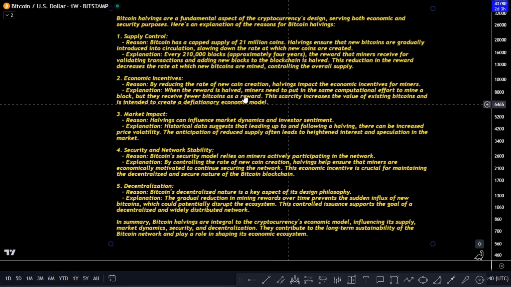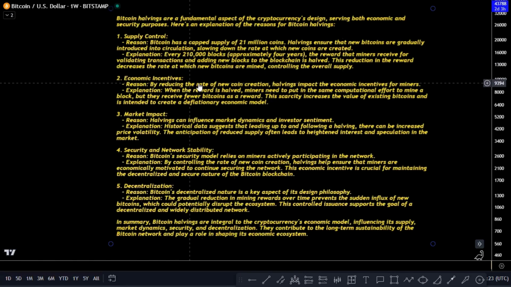Let's get into this. Bitcoin halvings are a fundamental aspect of the cryptocurrency's design, serving both economic and security purposes. Here's an example of the reasons for Bitcoin's halvings. Number one, supply control. Bitcoin has a capped supply of 21 million coins. Halvings ensure that the new Bitcoins are gradually introduced into circulation, slowing down the rate at which the new coins are created. Every 210,000 blocks, approximately 4 years, the reward that miners receive for validating transactions and adding new blocks to the blockchain is halved. It's the word halving. This reduction in the reward decreases the rate at which new Bitcoins are mined, controlling the overall supply.